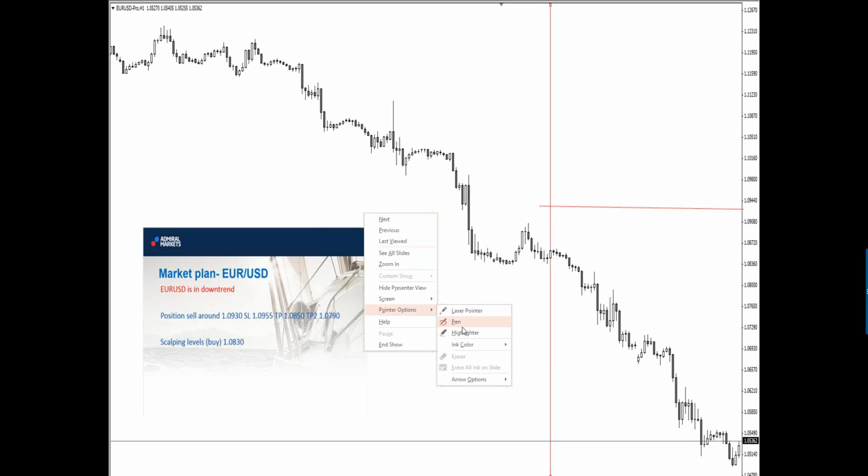So let's say that you have missed this entry, as I already missed it, but it says it's in downtrend. So we are taking short setups. This was clearly a breakout retest level, guys.